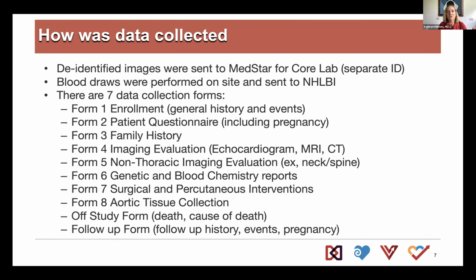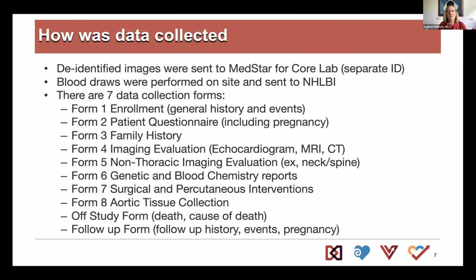And obviously there are genetic, biochemistry and blood chemistry reports. Some of that genetic data includes CLIA approved labs, and some of it includes CLIA not approved labs. That data is in fact there, but it tends to be a little spotty. Form 7 is our surgical and percutaneous interventions. Form 8 is if a tissue specimen was collected at time of surgery. That's where we put the data into that.